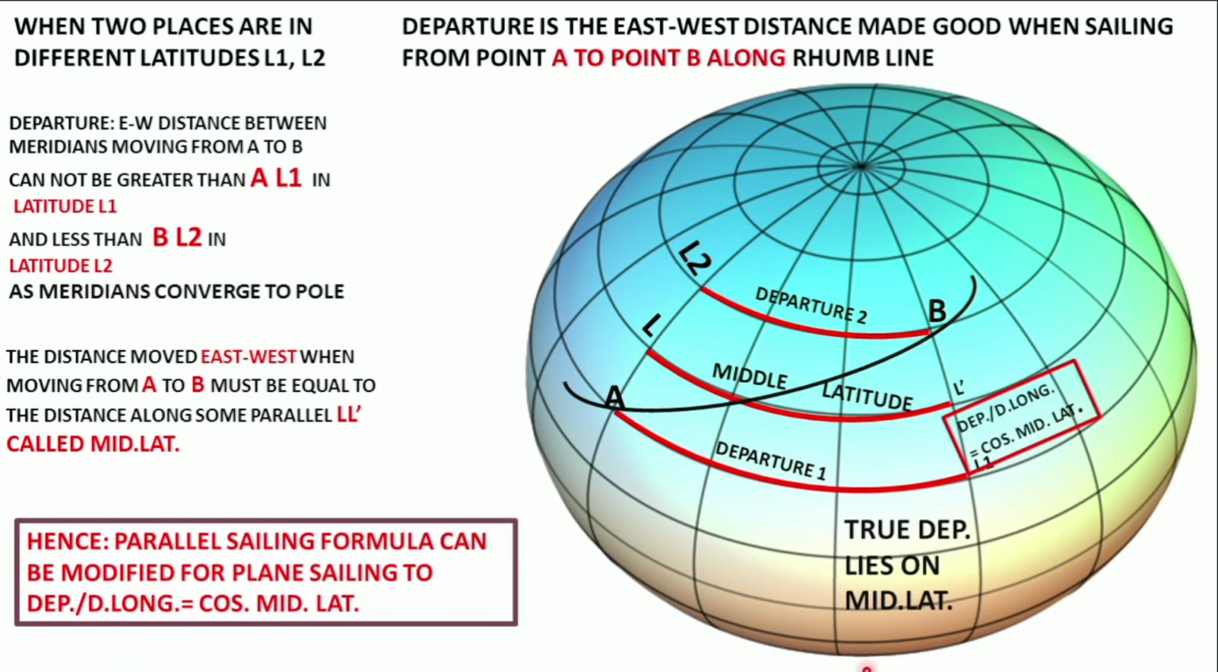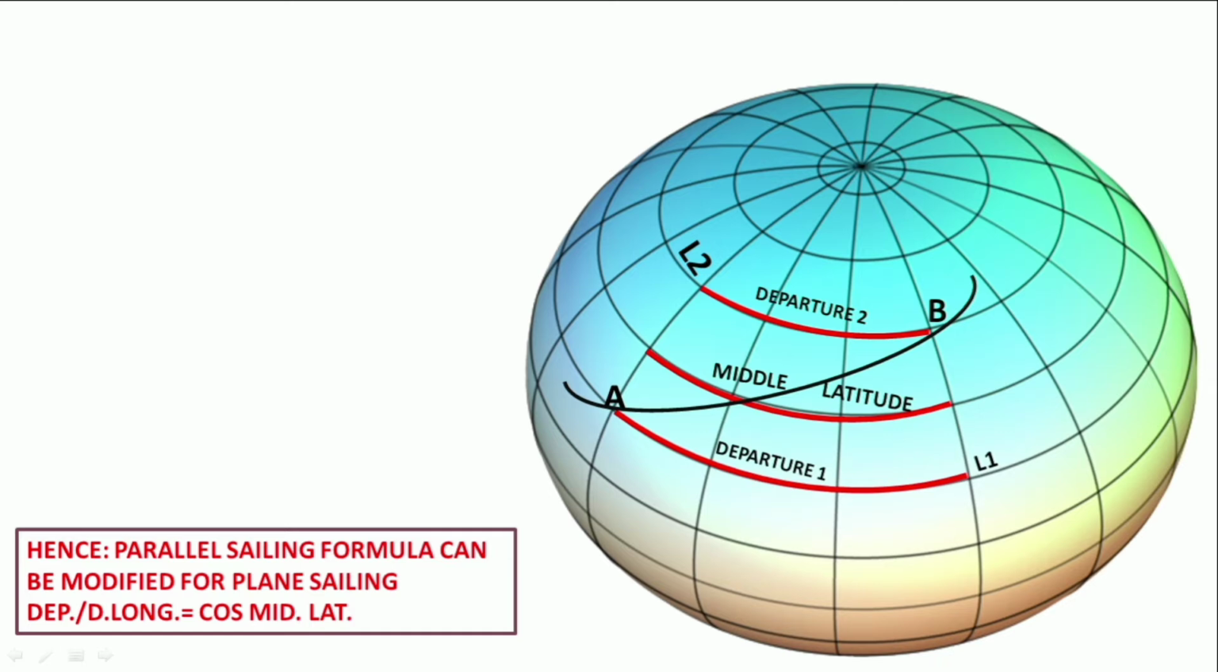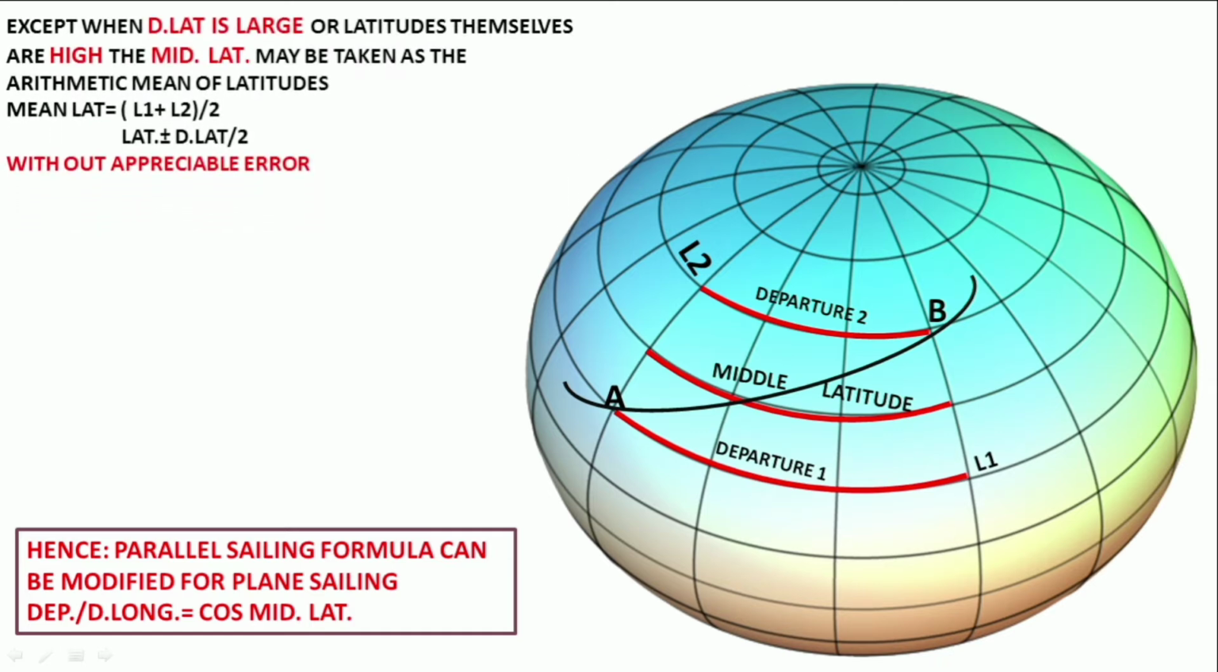Hence, we can modify the plain sailing formula to departure by d long is equal to cos of mid lat instead of mean lat. Here, except when the d lat is large or the latitudes themselves are very high, the mid lat can be taken as the arithmetic mean, that is, you add both the latitudes and divide by 2, or latitude plus minus half the d lat, without appreciable change. There will not be much error. So assume the mid lat to be the arithmetic mean.